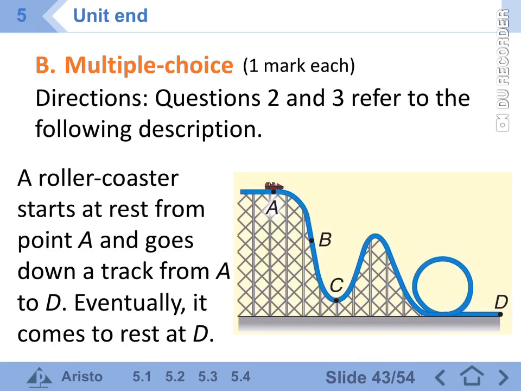Number 2, we got a roller coaster starting from A, going down, B is in the middle, C is the bottom of that curve, and D is the very end, where it comes to rest. Make sure you know that the phrase comes to rest, what does that mean?